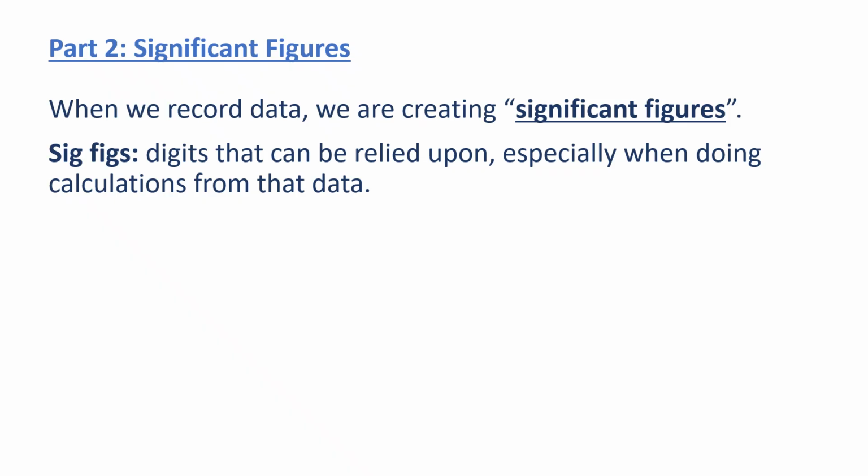significant figures, sometimes we just call them sig figs, are digits that can be relied upon, especially when doing calculations from that data. Okay, so for example, if you're listening to the Cardinals game and they say that there are 32,000 people at the game, when you hear that number 32,000, there's an understanding that that's just a rough number, that's an estimate, that's a rounded number. It might be good to the nearest 1,000 people.